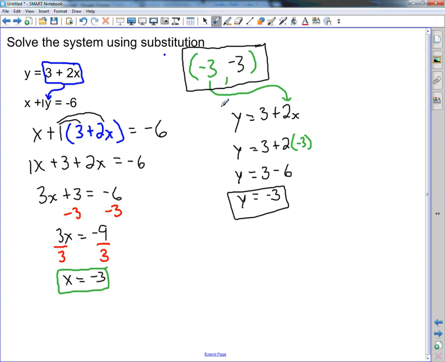So that's substitution. Again, it's good to use when you have one of the equations y equals or one of them x equals. You don't have to have that right off the start, but it's good to have that. That tells you that that's probably a good option to use.